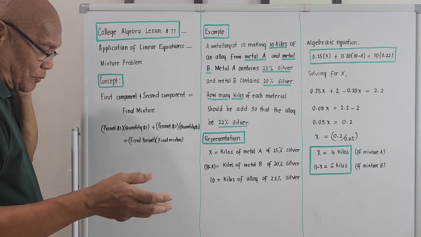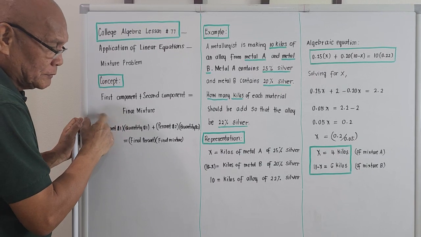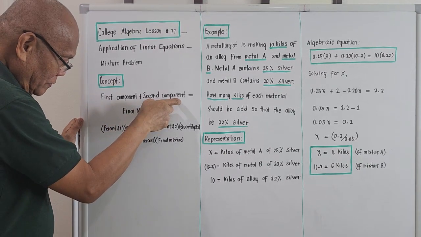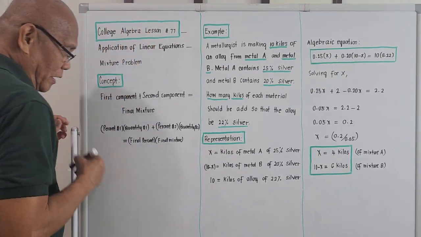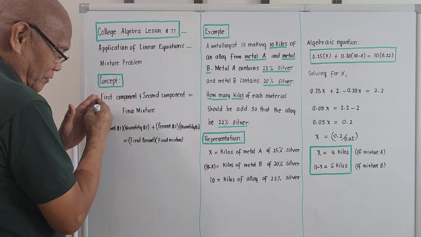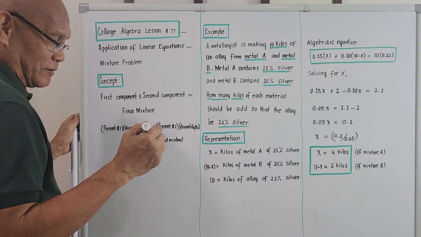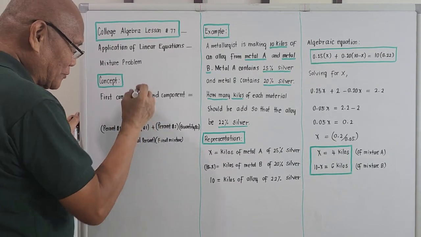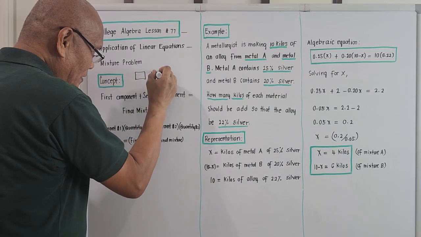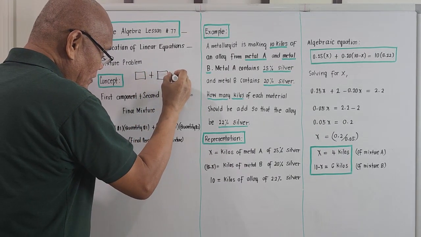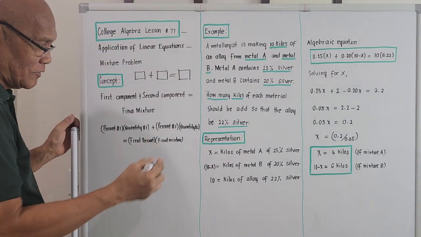The concept under mixture problem is this: a first component plus a second component will be equal to a final mixture. This is an equation. To simplify the method on how to absorb it, it will be something like this. Okay, it is something like that.